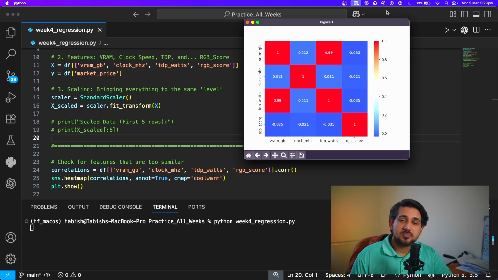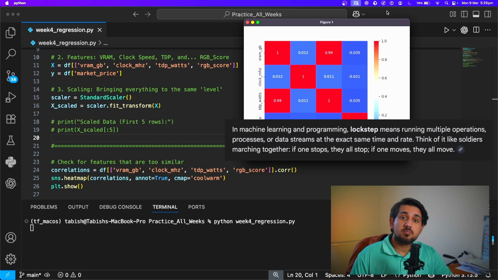Look at this heat map. We're looking for the danger zones, those dark red squares with the score near 1. See the 0.95 between VRAM and TDP? That means they move in lockstep.